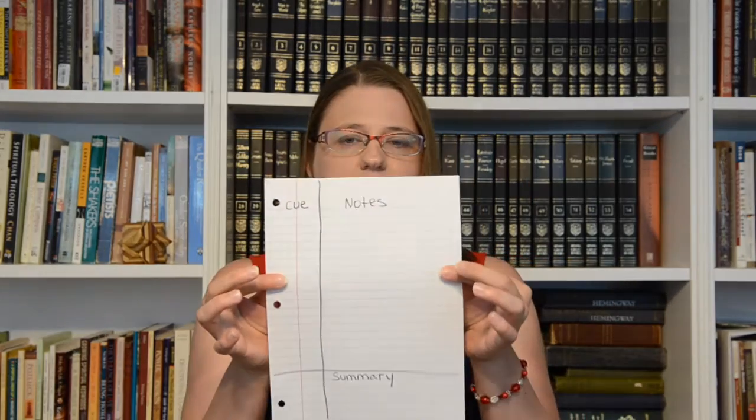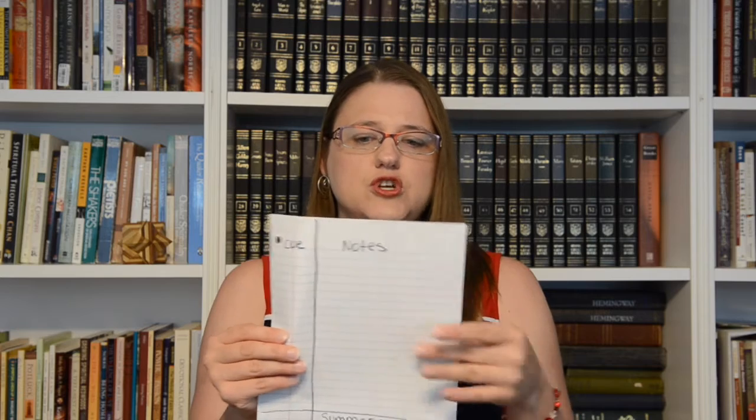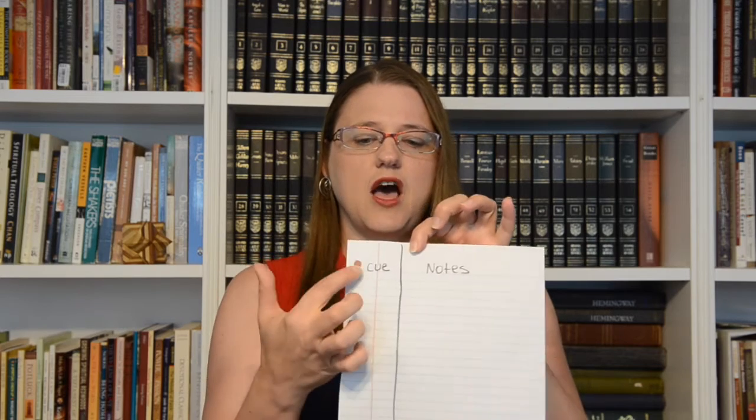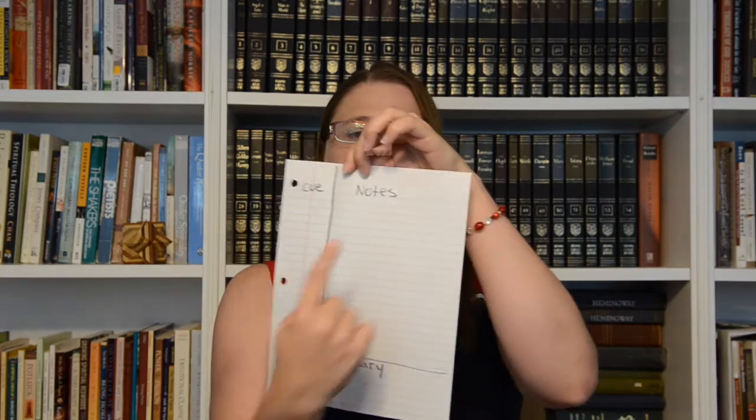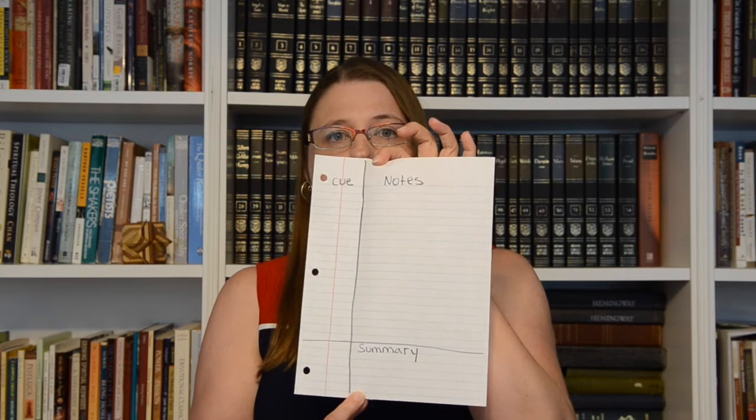So they just need to take a regular sheet of paper and fold it over so they have about 1/3 on this side and 2/3 on this side. And at the top here you're going to put Q, and here's going to be their notes, and then the bottom is going to be the summary.